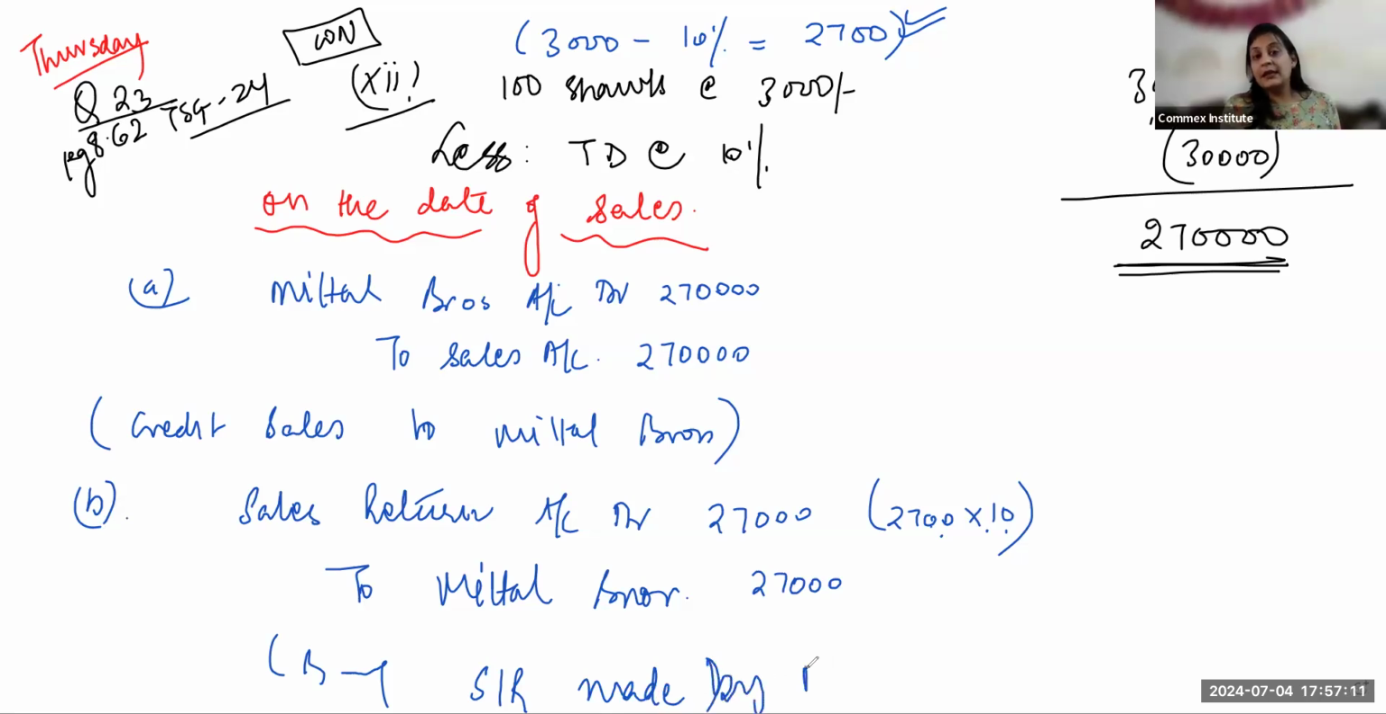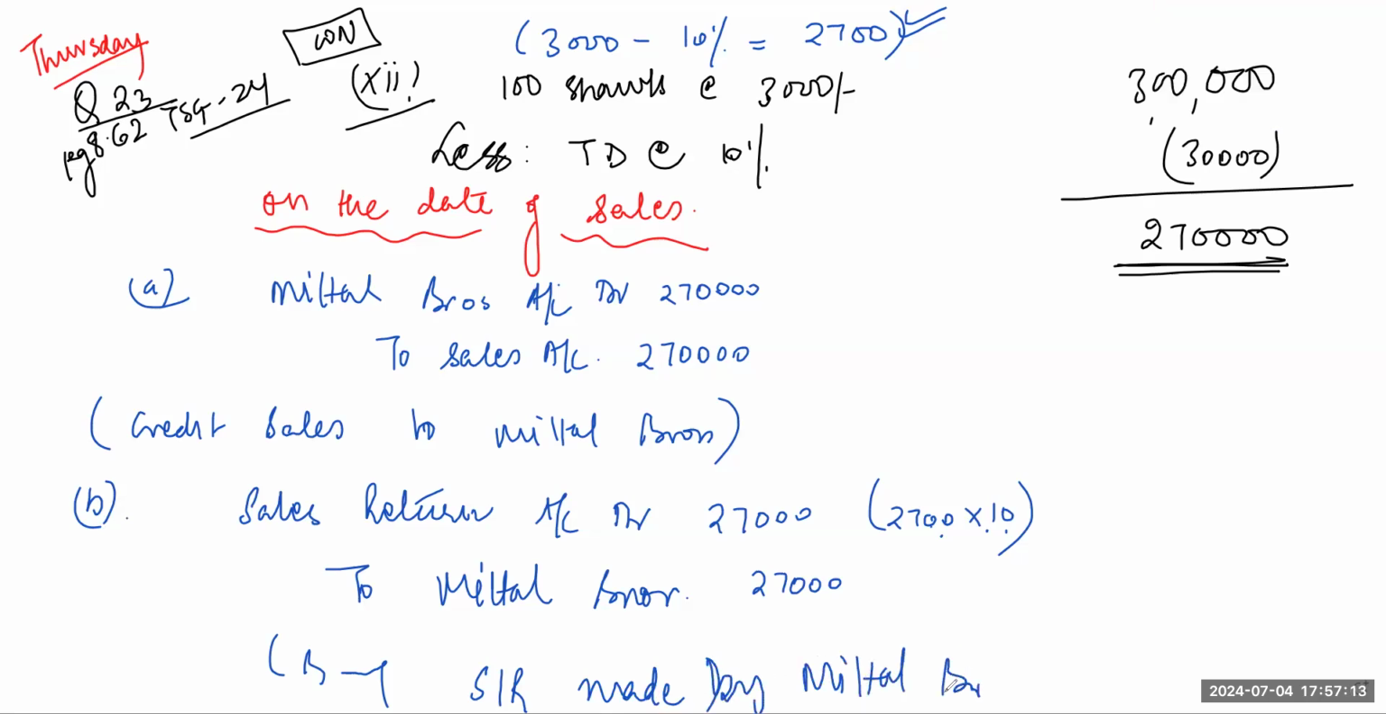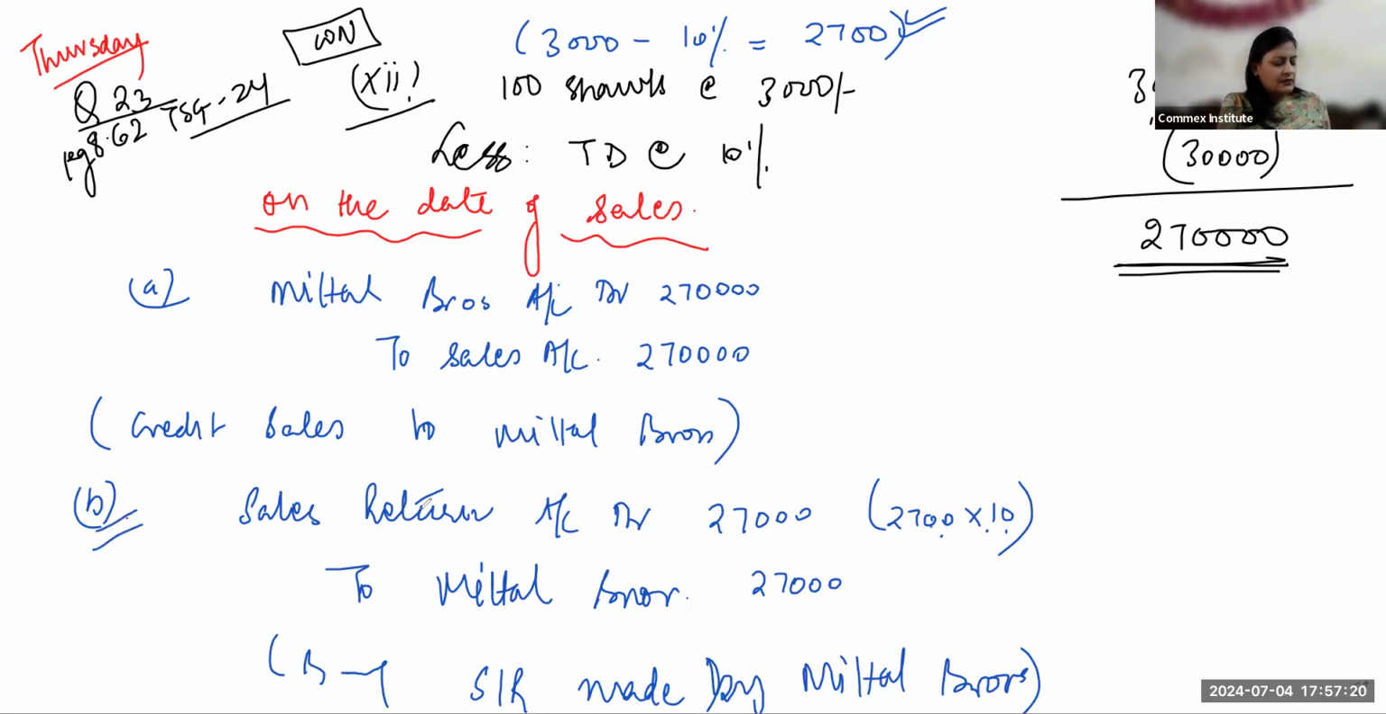Ma'am, can you explain the B part? I didn't understand it. This is the entry for sales return, because they are saying in the question that 10 shawls were of poor quality, which it returned. Each shawl was 3,000 rupees. At 10% trade discount, the cost of one shawl is 2,700. So the cost of 100 shawls was 2,70,000. And if you're returning 10 shawls, 27,000, we are making the entry for sales return.